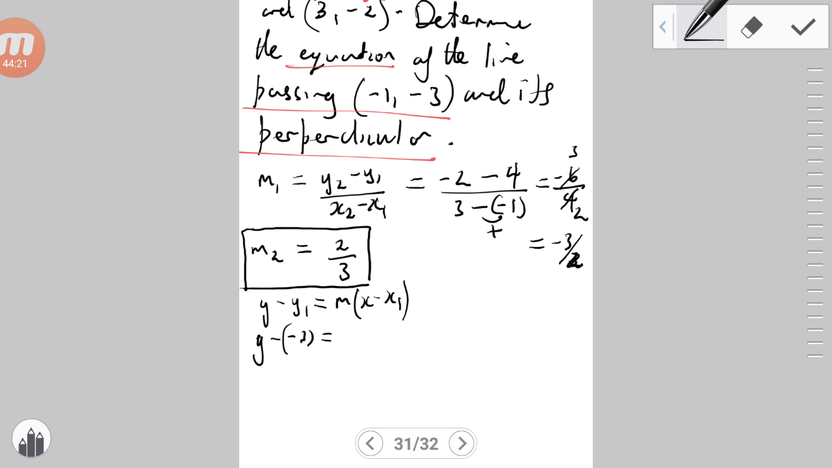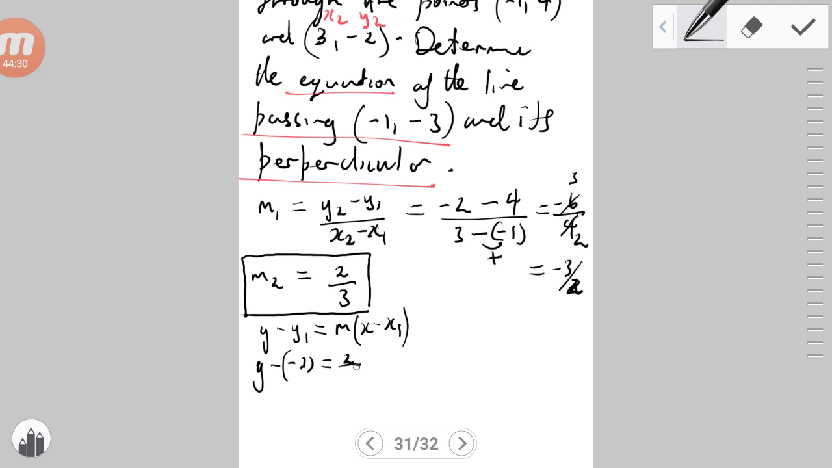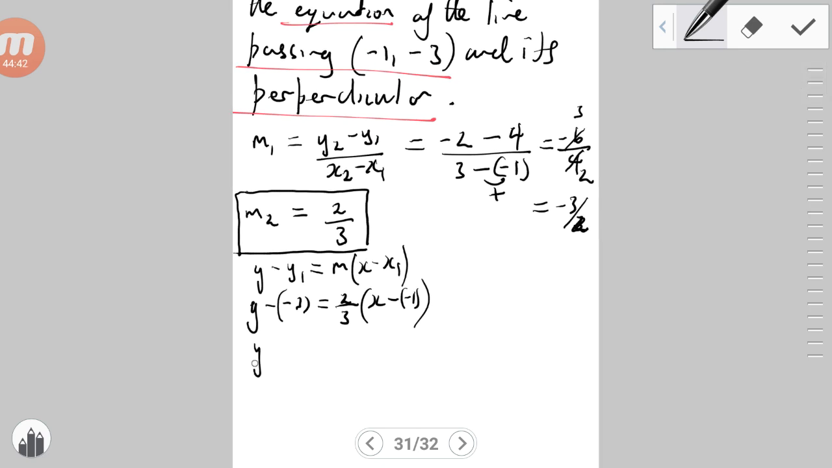And that's equal to m, which we had calculated. m1 was -3/2, so we're interested in m2, which is 2/3, times x here minus x1, which we know is -1. Alright, so little bit of sign clashes here. Let's simplify this a bit. So y, negative times negative is positive, 3. And that's going to be 2/3 times x. Negative times negative is positive, so that's plus 1. Simplify it, makes it a little easier to work out.